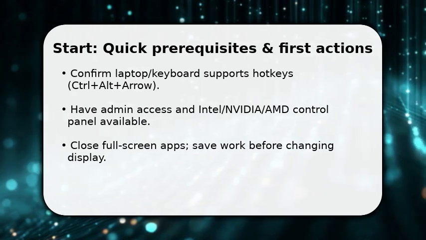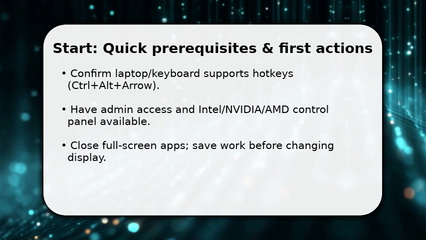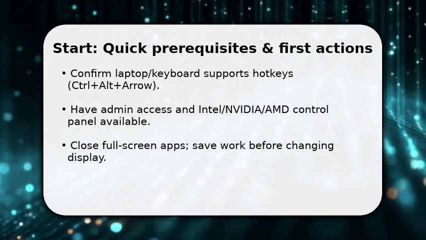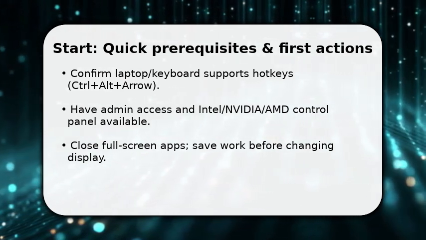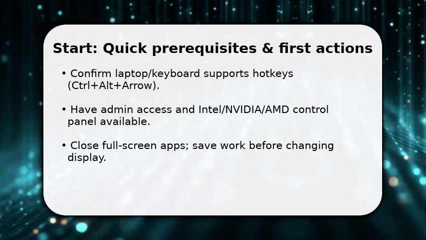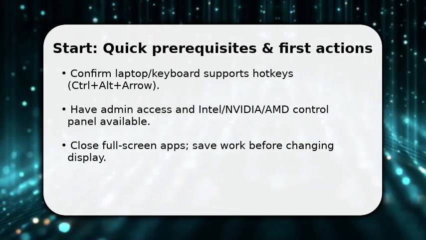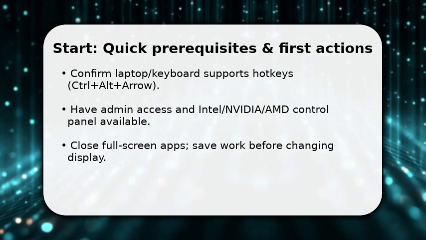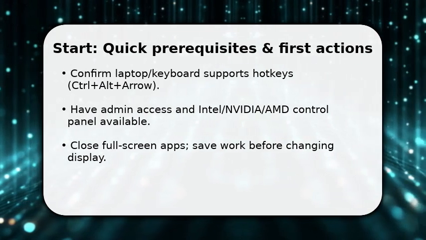The arrows rotate by 90 degrees. Once done, if that shortcut does nothing, open Settings System Display and look for Orientation. Do this now because it rules out accidental hotkey toggles before we dive into driver or system fixes.